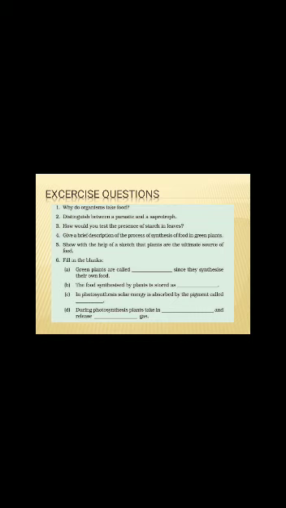Fill in the blanks. Green plants are called dash since they synthesize their own food. This you will write as autotrophs. The food synthesized by plants is stored as starch. In photosynthesis, solar energy is absorbed by the pigment called chlorophyll. During photosynthesis, plants take in dash and release dash gas. So during photosynthesis, all of you know that carbon dioxide is taken in and oxygen gas is released.